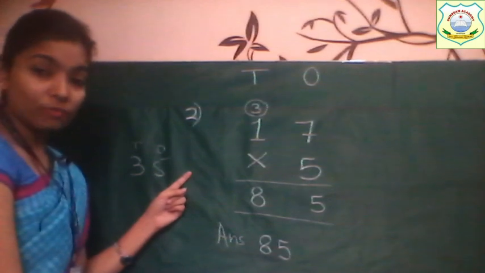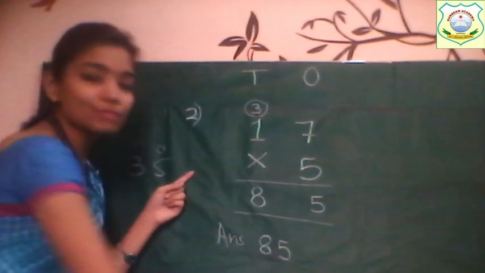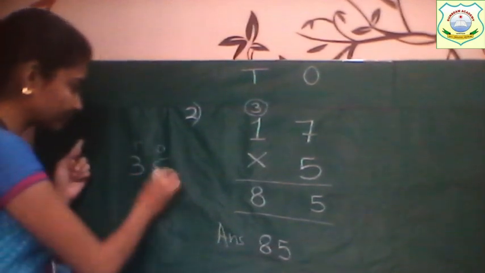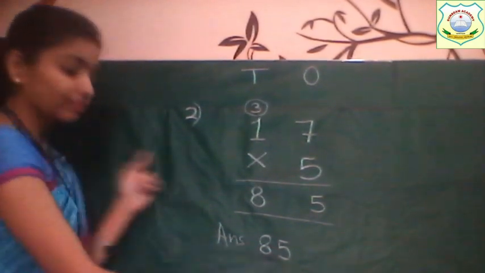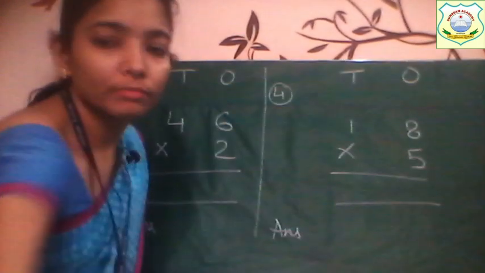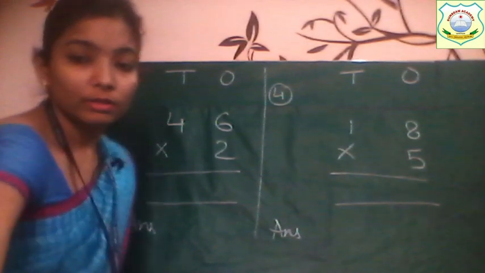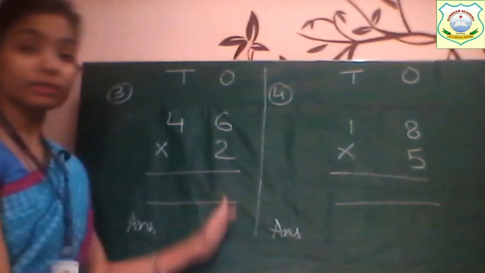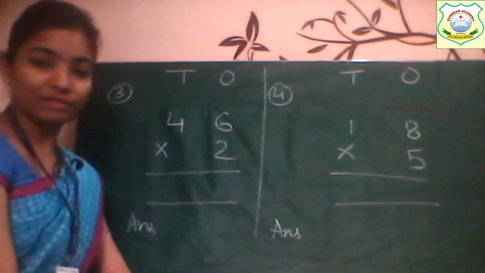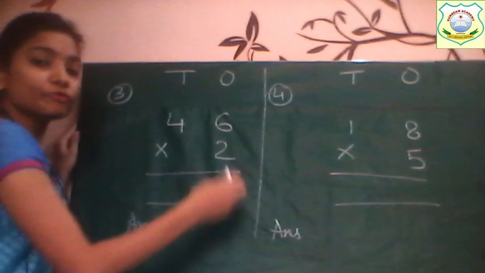Understood? Now we will be doing the third question, that is 46 multiplied by 2. So let me erase first. Alright. Now we will be doing question number 3 and 4. Right? You have written this. We will be doing question 3 and question number 4.